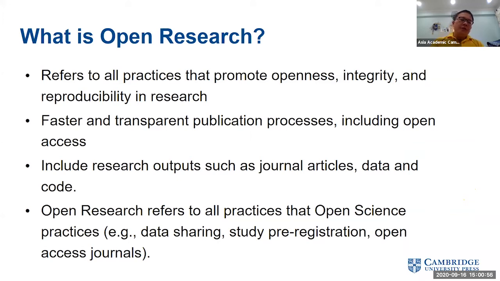Open research refers to all practices that promote openness, integrity, and reproducibility in research. It means that publication will be faster and more transparent, and that of course includes open access. It encompasses research outputs such as journal articles, data, and also code. Open research also refers to open science practices such as data sharing, study pre-registration, and open access journals.